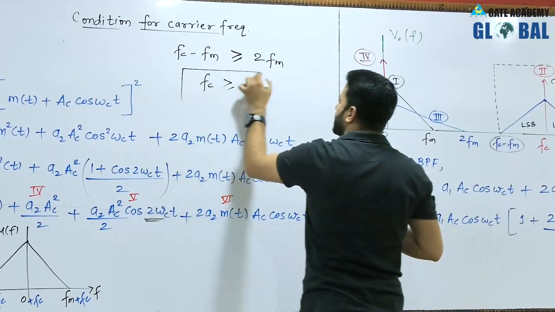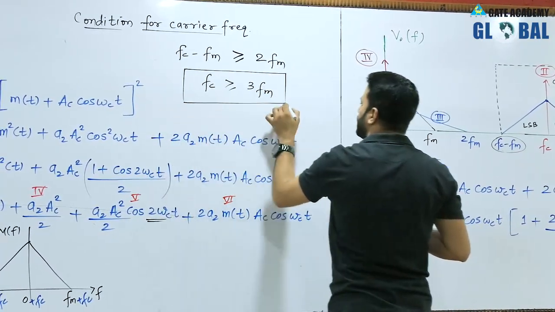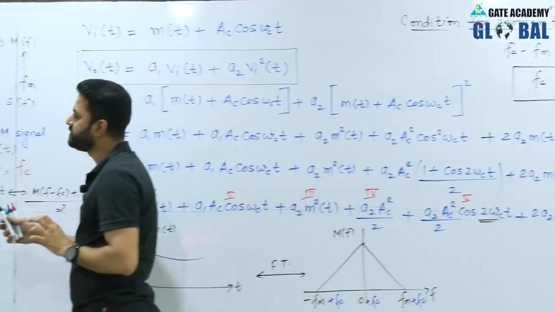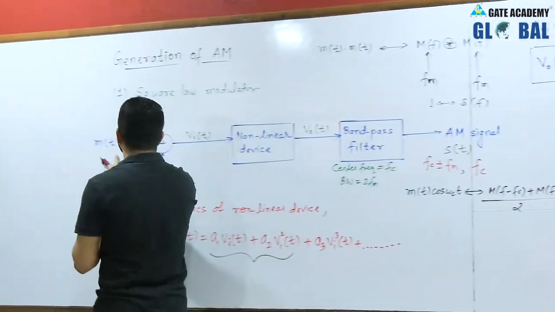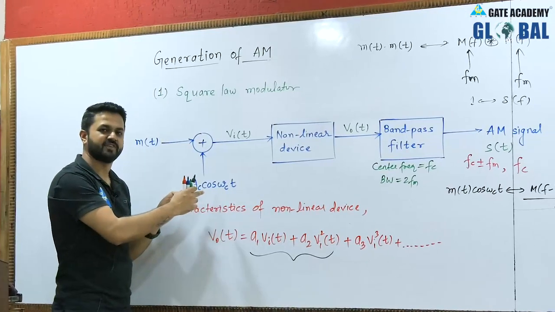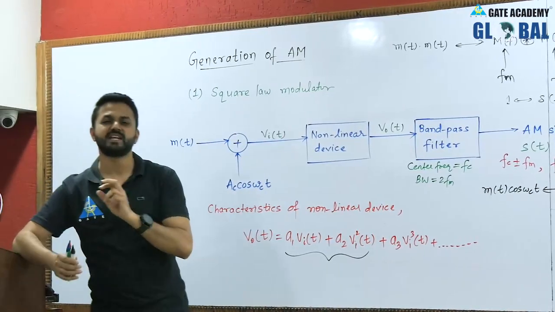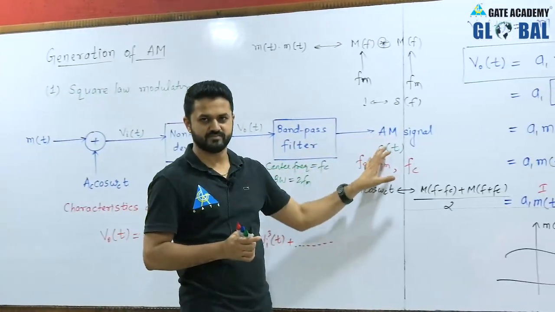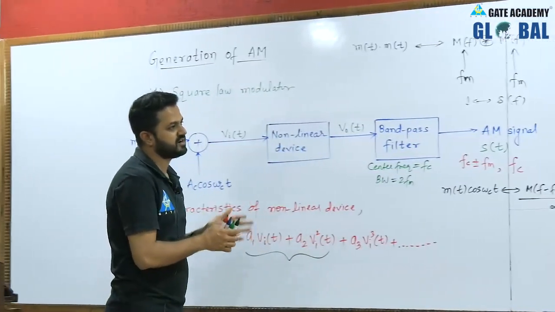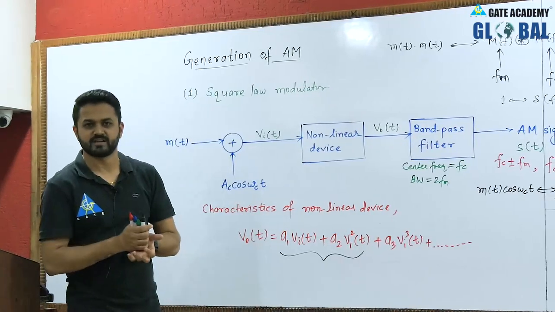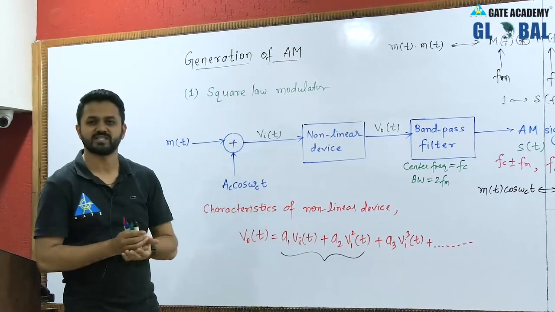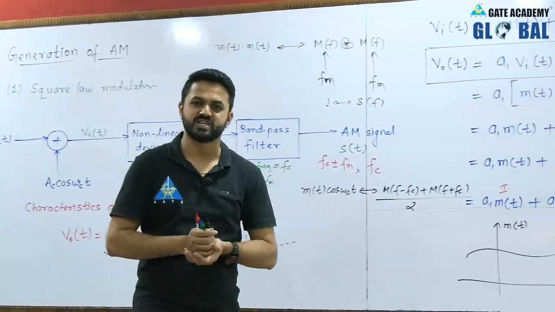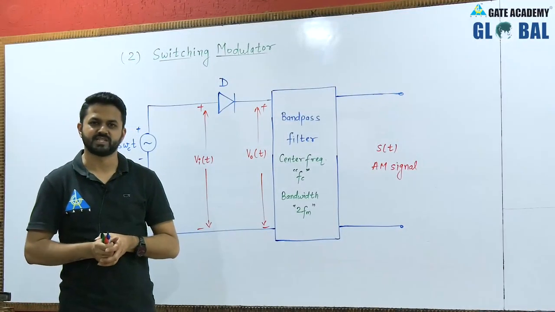So if you are using a square law modulator, you should remember that whatever the message frequency is, you have to take the carrier frequency at least 3 times the message signal frequency to get the AM signal. This is the way we generate an AM signal, and the first method is known as the square law modulator. So the next method is the switching modulator.